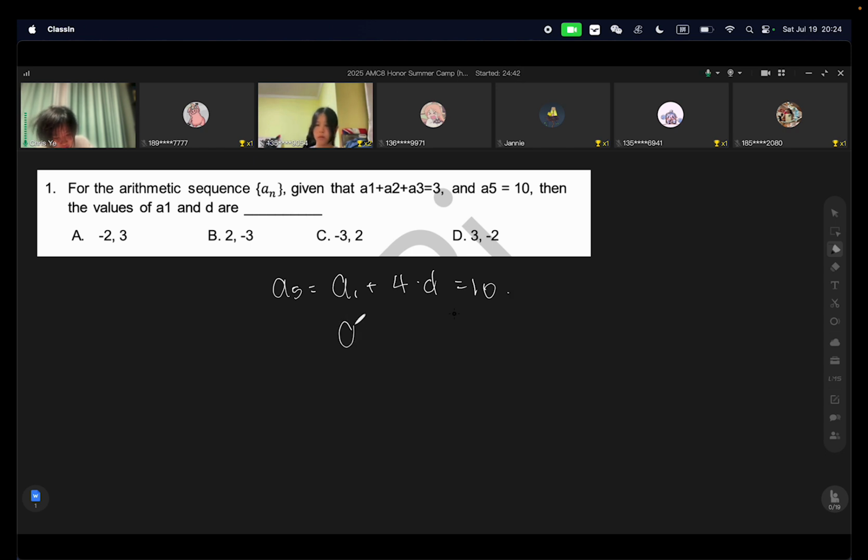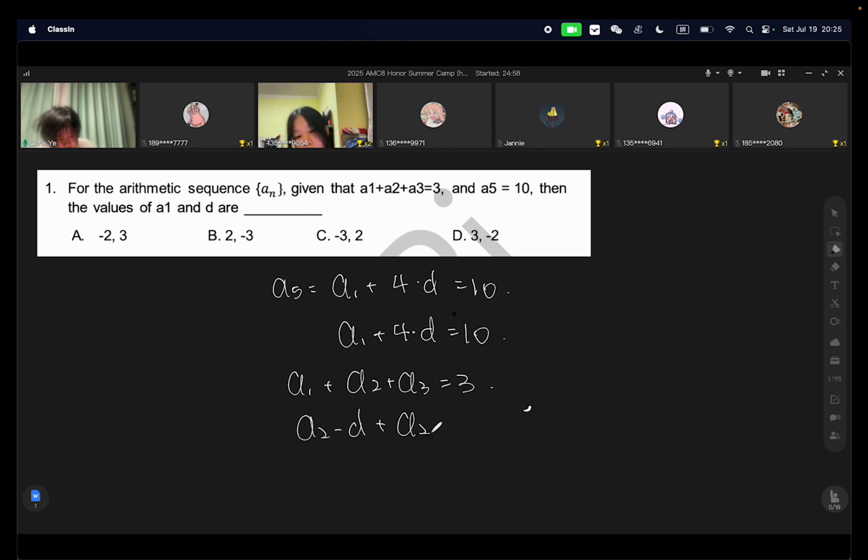So we have a1 plus 4 times the common difference equals 10. But we also have that the first 3 terms together is 3. So the second term minus d, which is a1, plus the second term, plus the second term plus d again. Let's separate them like this. This is going to be A1, this is A2, and this is A3. So these added together is 3.